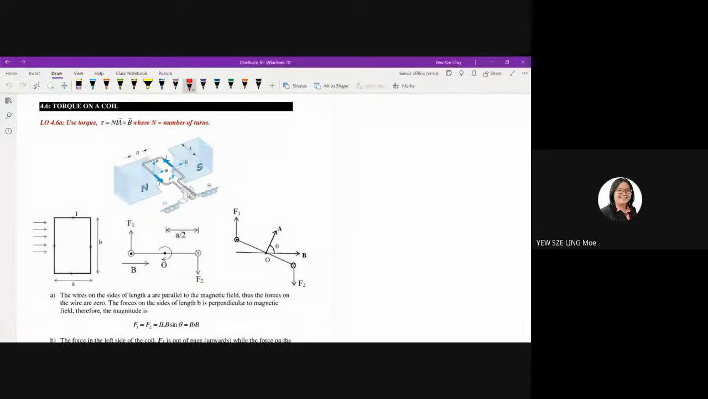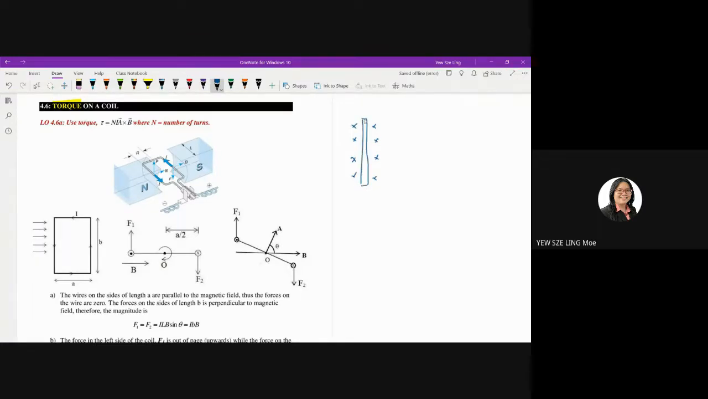All right. Okay, so 4.6, torque on a coil. When you are talking about torque, what does it mean? Torque is a tendency for an object to rotate. Previously we have learned that if you have a straight conductor and you place it inside a magnetic field, let's say this is your magnetic field, your field is now entering the page. You have a rod right here.